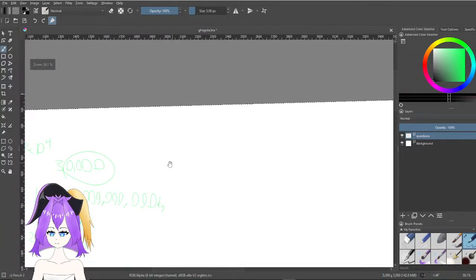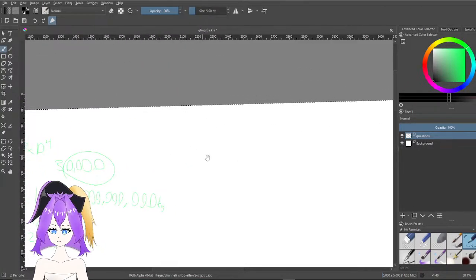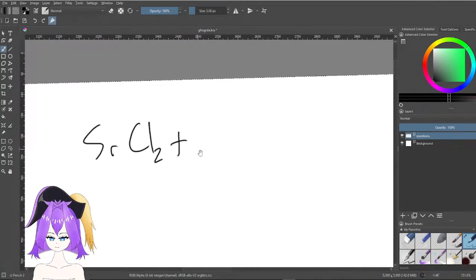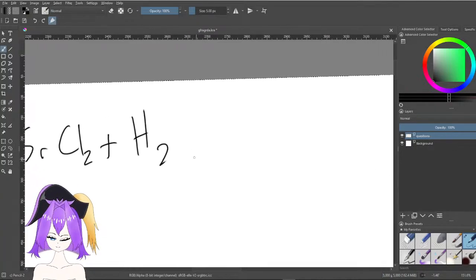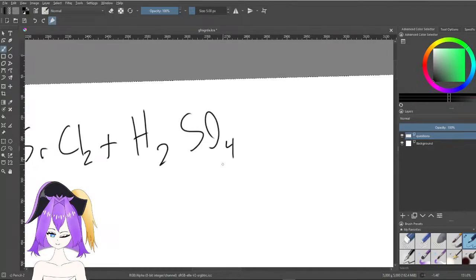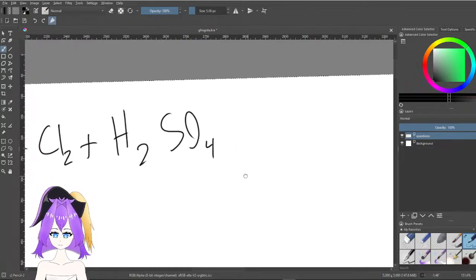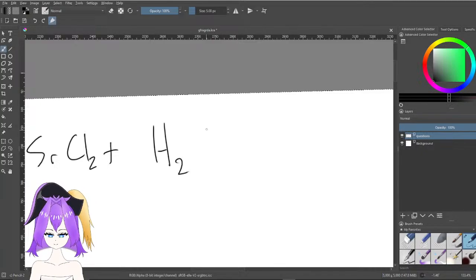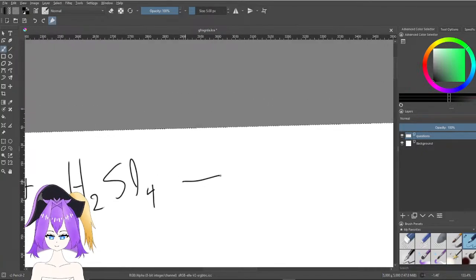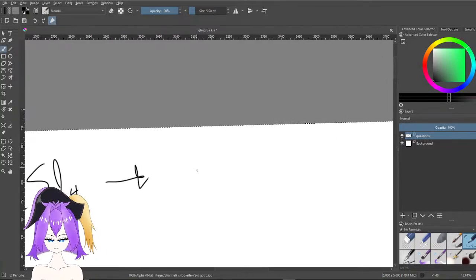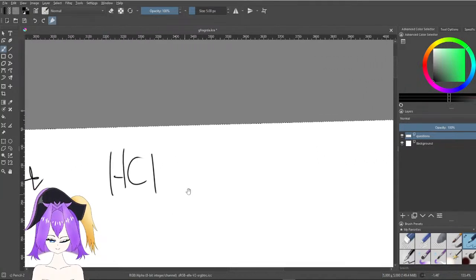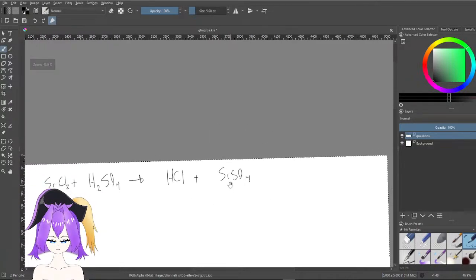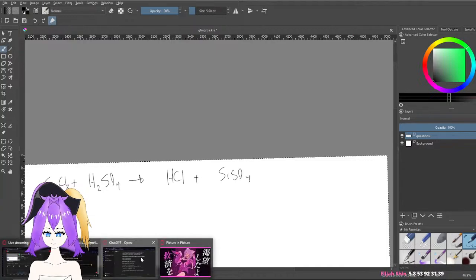Alright, so we have another equation. It's strontium chloride plus hydrogen sulfate, H2SO4, turns into HCl, hydrogen chloride, plus strontium sulfate. Let me give myself a little space just in case I need to balance. Strontium.